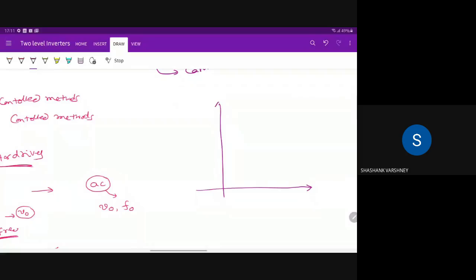So here, this is the graph corresponding to MA, and this is the output voltage RMS value.